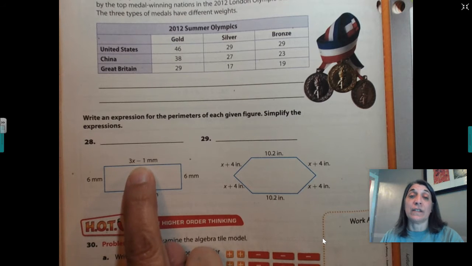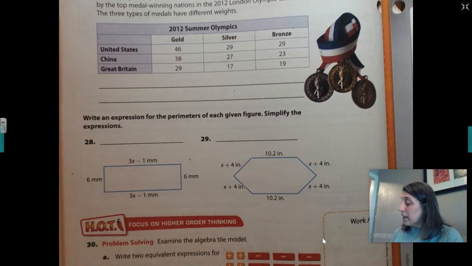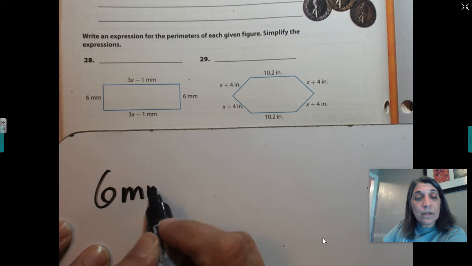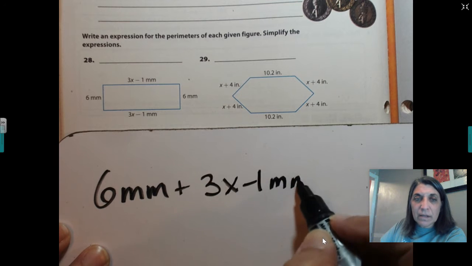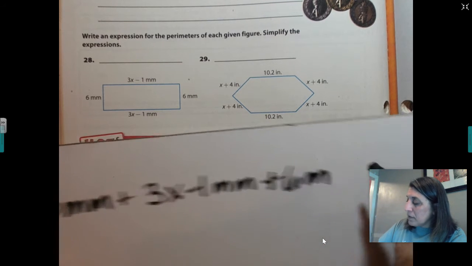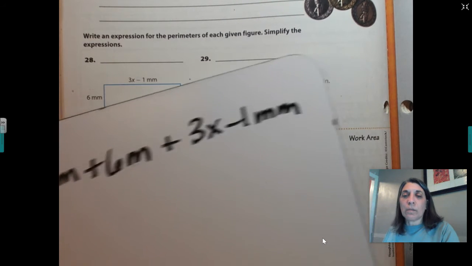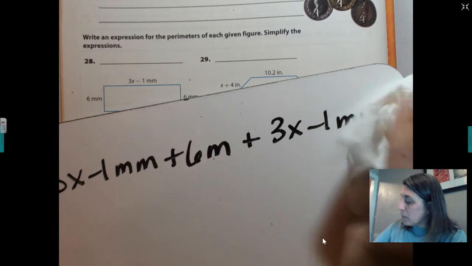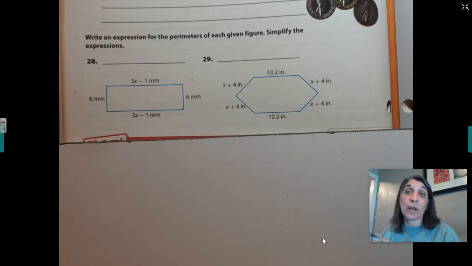But we have expressions for each side. We don't have actual numbers. So you could write a big, long expression. Let's scooch this up a little bit. And I could say 6 millimeters plus 3x minus 1 millimeter. Don't write this. Plus 6 millimeters plus 3x minus 1 millimeter. And just have like this mega long problem. That's not very efficient, because we know the distributive property, it can actually help us. I didn't think the distributive property could help you, but it does.